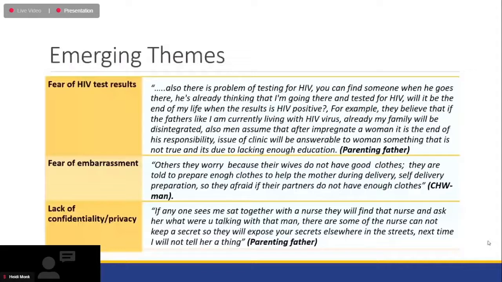But again, they also went further to narrate a lack of privacy at the facility level, which caused some of them to shy away, because even if you are talking to a health provider in a separate room, a number of community members can see you talking to the health providers. Some of the health providers cannot hold the information that they have, and they start to share with some other community members. So for them, they thought if privacy and confidentiality can be improved at the facility level and among health providers, probably they will be ready to be part and parcel of improving maternal and child health care.